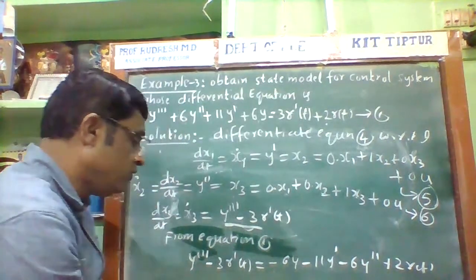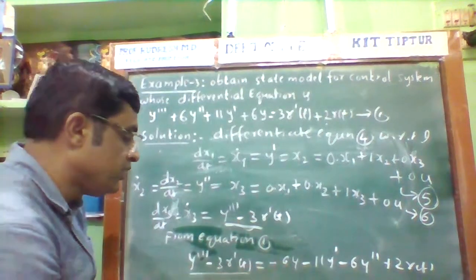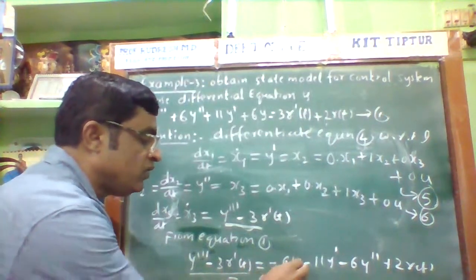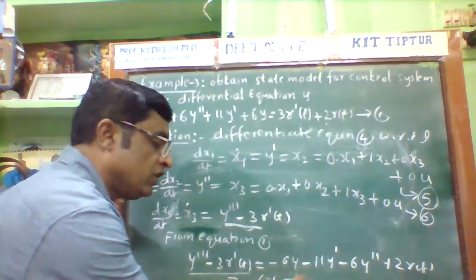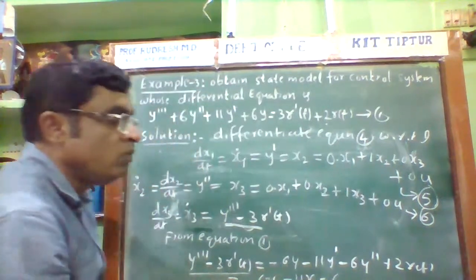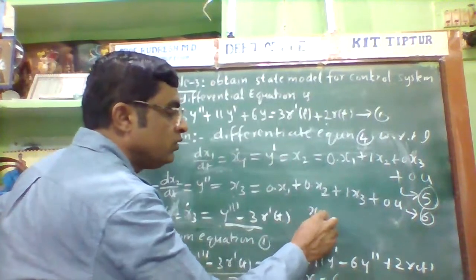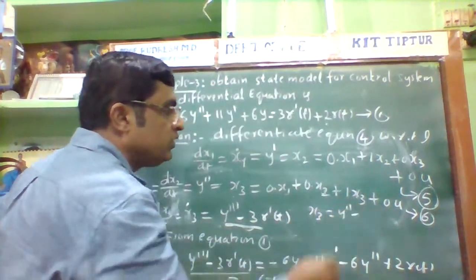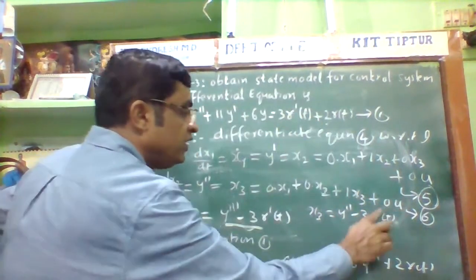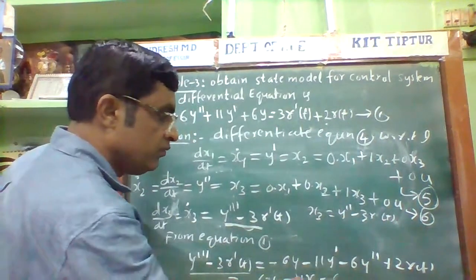Now this value I should substitute here, but before that you have to simplify. Now what is the value of minus 6 into y? It is x1. Minus 11 into y dash, the value is x2. And similarly 6 into y double dash. What is the value of y double dash? I have assumed x3 is equal to y double dash minus 3 into r of t. Therefore, this value I should substitute here.